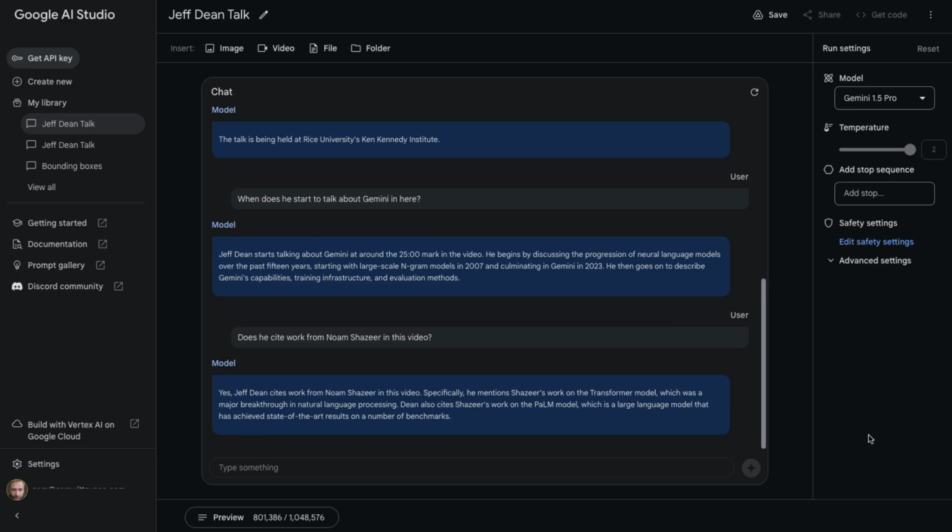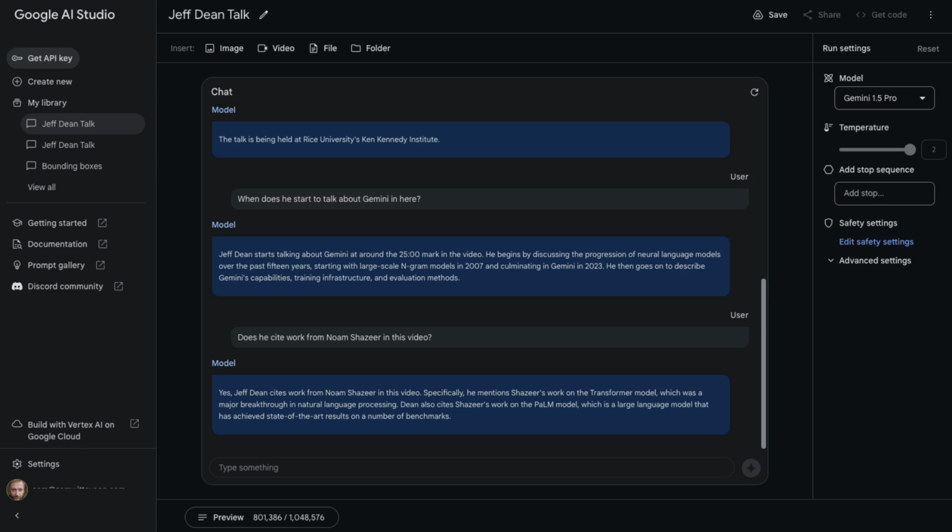Okay, again, you can see it's taking roughly 70 seconds, and then it comes back. Yes, Jeff Dean cites work from Noam Shazeer in this video. Specifically, he mentions Shazeer's work on the transformer model, which was a major breakthrough in natural language processing.